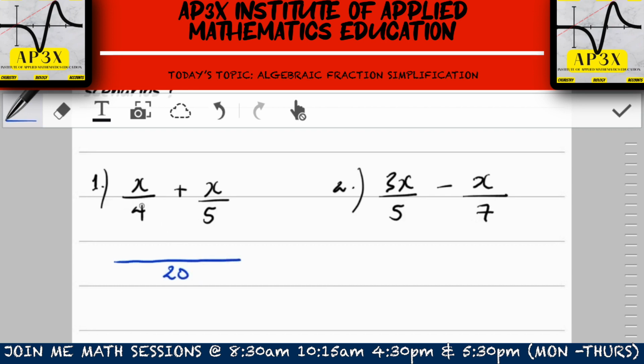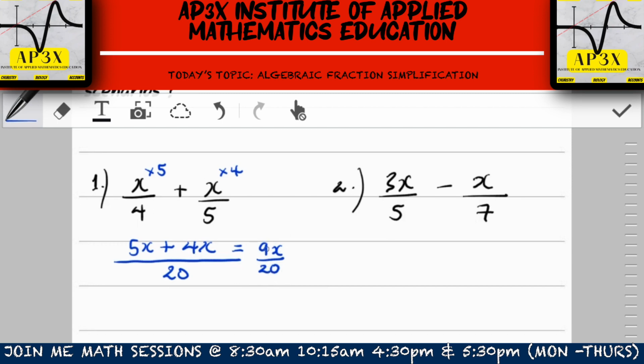Then of course 4 into 20 goes 5 times. We're going to put that 5 at the top here. And 5 into 20 goes 4 times. Put the 4 at the top here. Now 5 times x here is 5x, and 4 times x here is 4x. So we are going to get a simplified result here of 9x over 20, or 9 over 20x. So that pretty much gives us the simplified version for this.